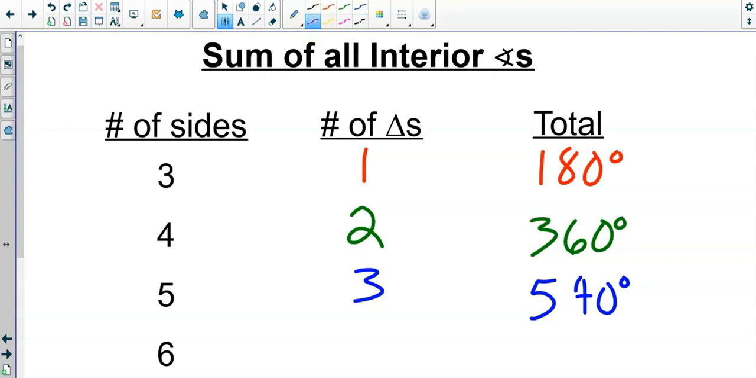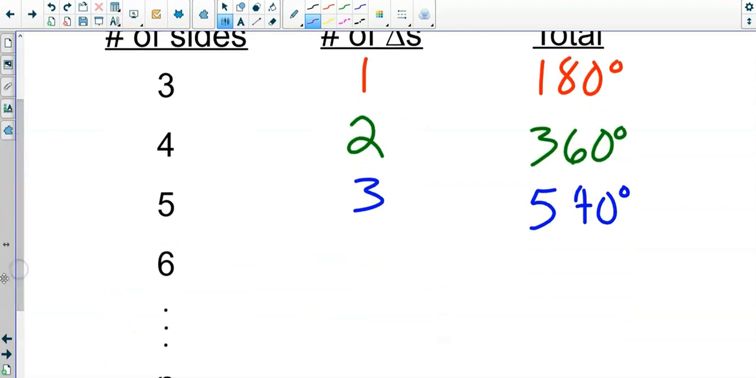Okay? Well, if a triangle has 1 triangle, a quadrilateral is made up of 2 triangles, a pentagon is made up of 3 triangles. How many triangles make up a hexagon? 4. And again, all that you're going to do there is take 180 plus 180 plus 180 plus 180 plus 180. Or take the 540 and add 180 to it. And that will give you 720 degrees. Hopefully by now you have seen the pattern that is going on.